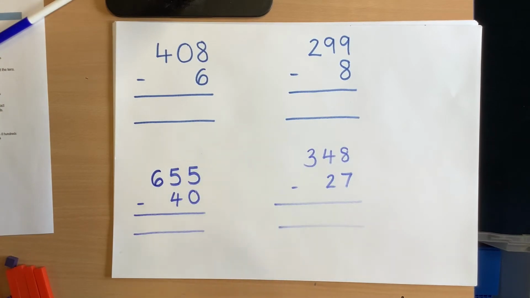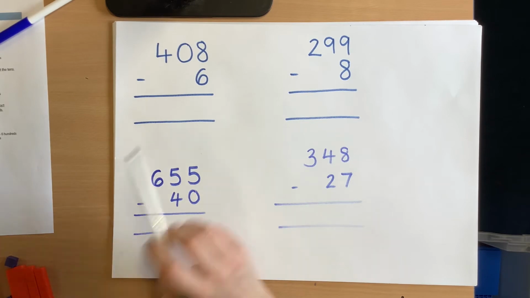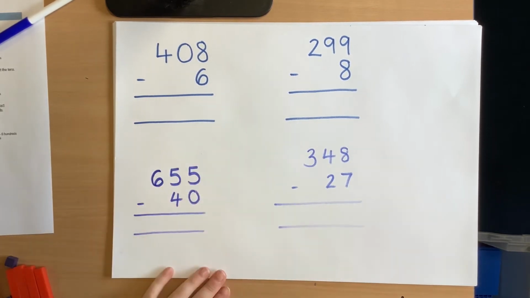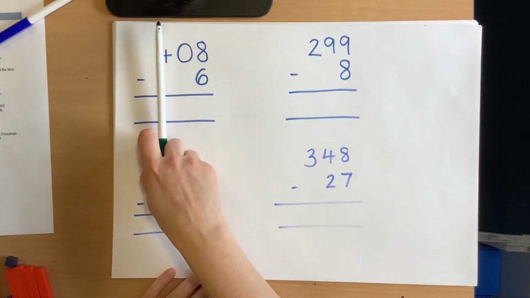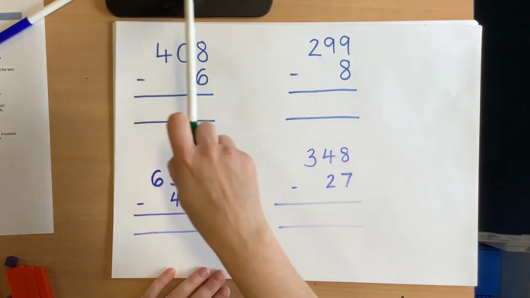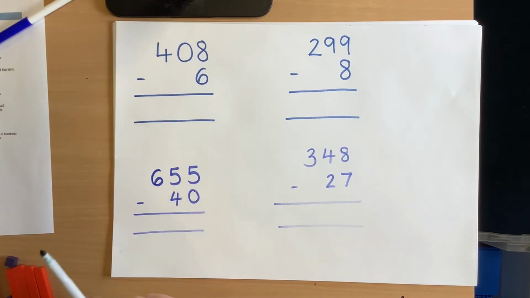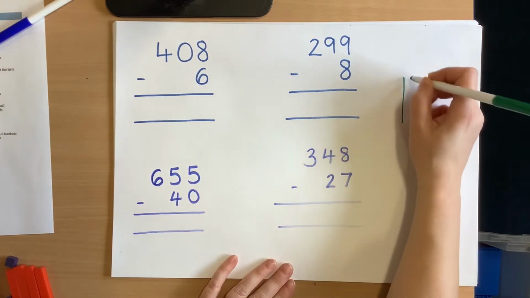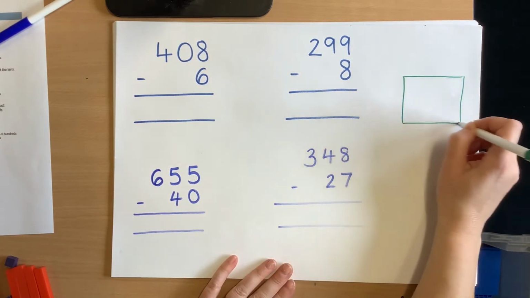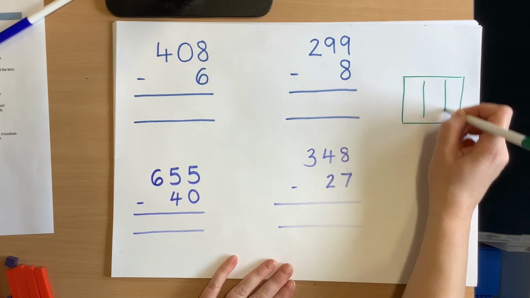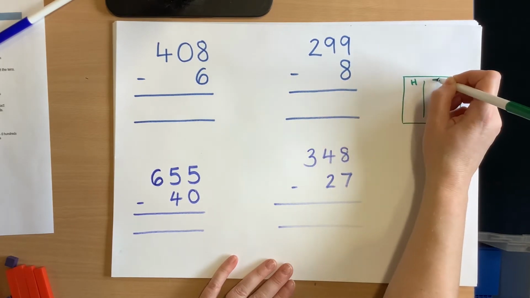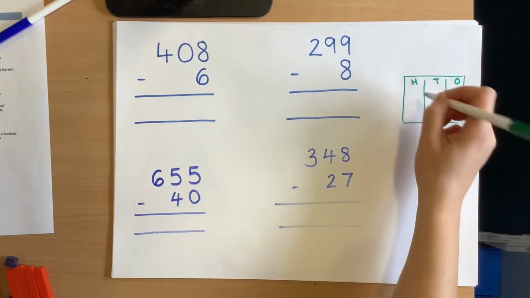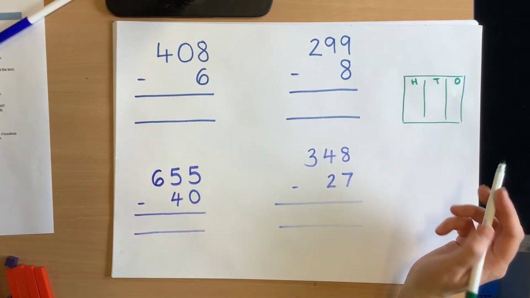I'm going to do it this time without the base 10, but of course you can still build the number if you find it helps. Notice how for each of the calculations I've very carefully lined up the hundreds, the tens, and the ones. You might find it useful to draw a place value grid on a piece of paper. So if you imagine you've got your piece of paper like this, and you might split it and put hundreds, tens, and ones, so you can really make sure you line up the numbers.